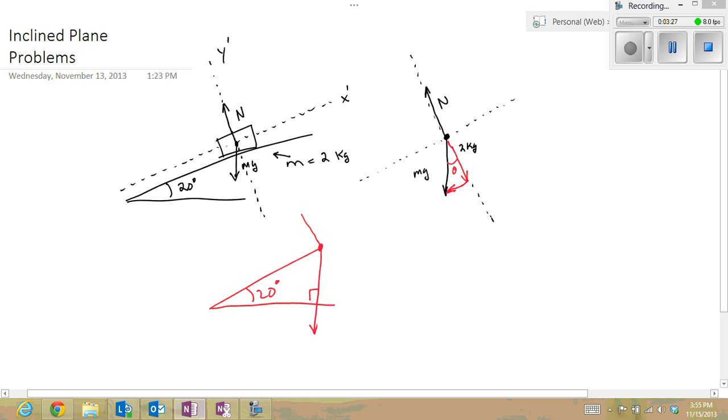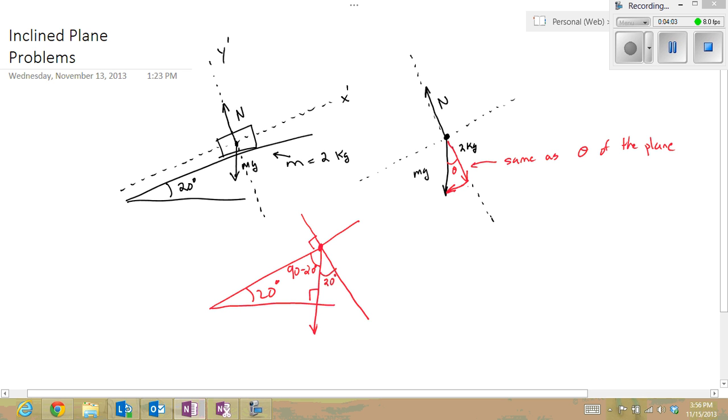which means that if I make another angle that is now perpendicular to the plane, you'll see that this angle is 90 minus my 20-degree angle, so that would be 70. And so these two angles together must add up to 90, therefore this must be 20 degrees. In other words, the angle that I've labeled theta is the same as the angle of the plane. And that will be true in all cases.